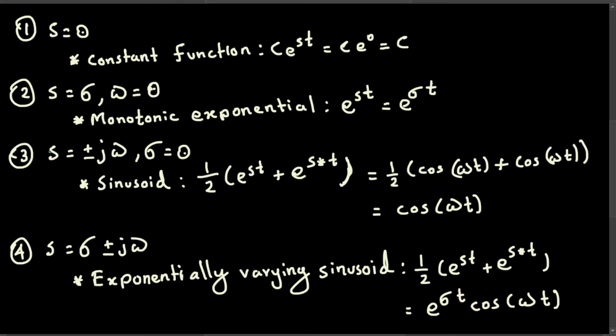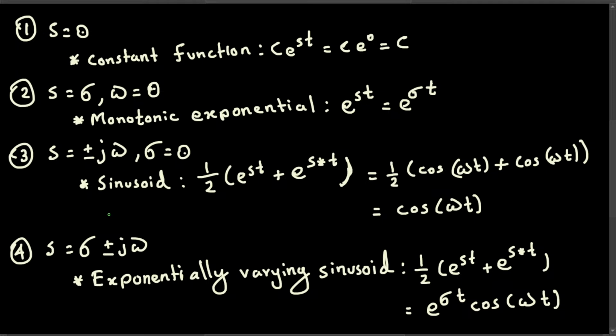And the third situation, when s is equal to plus or minus j omega, sigma is equal to 0, that's a sinusoid, half e power st plus e power conjugate of this one, e power s star t, and that can be expressed as half cos omega t plus cos omega t. Therefore we get cos omega t, because half plus half is 1, so we get cos omega t.